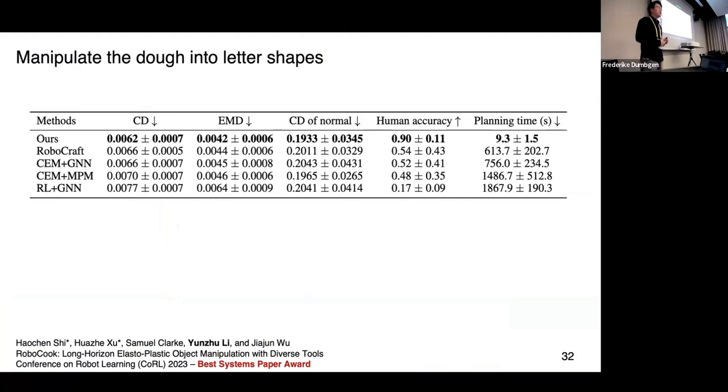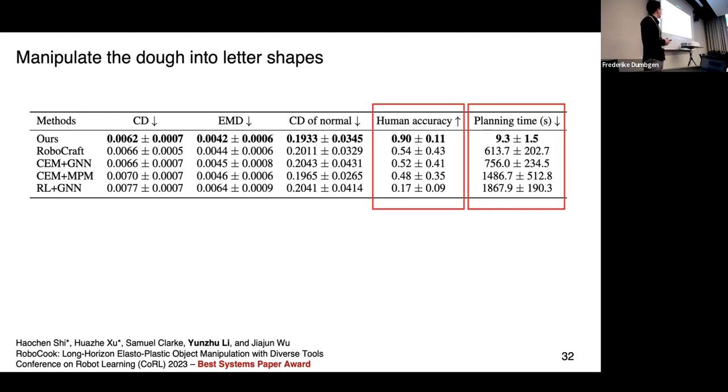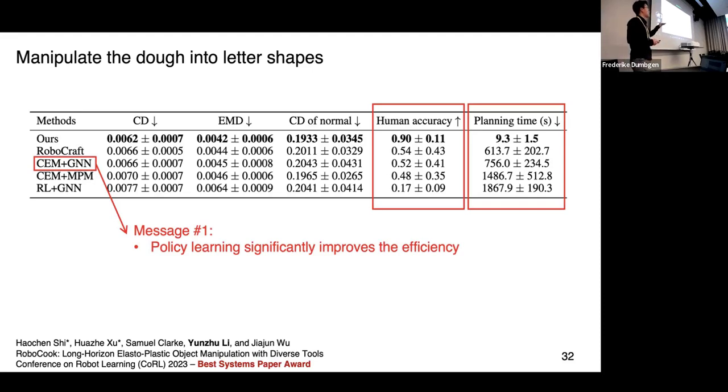And quantitatively, we compare with a range of baselines. Notably, the first baseline is a method that just does planning. Here we add a neural policy on top of that. By adding the neural policy, we are able to improve the efficiency drastically. Here the measurement is first on the planning time, which measures the efficiency, and also the human accuracy. By human accuracy, what we mean is whether a human subject can recognize which letter that is. So our method is significantly faster than just doing online planning.